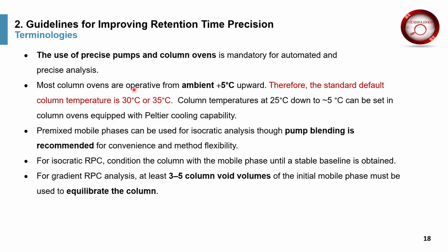Now most column ovens are heaters only, right? So you need to go above the ambient temperature. Some column ovens, which are more expensive, have a Peltier cooling function, several $1,000s more. By default, the standard temperature is 30 degrees centigrade or 35.